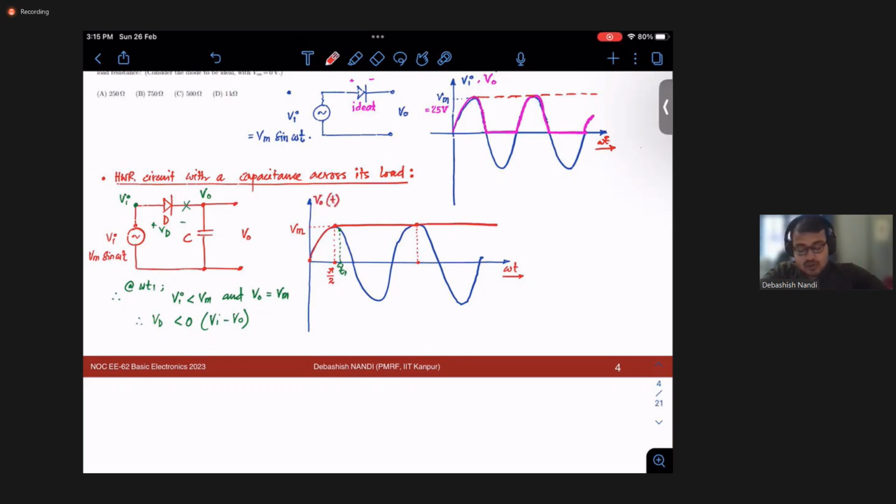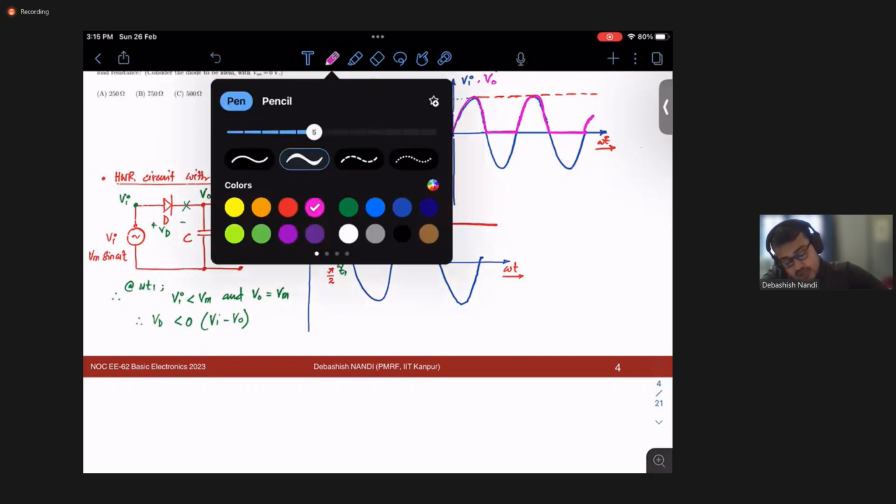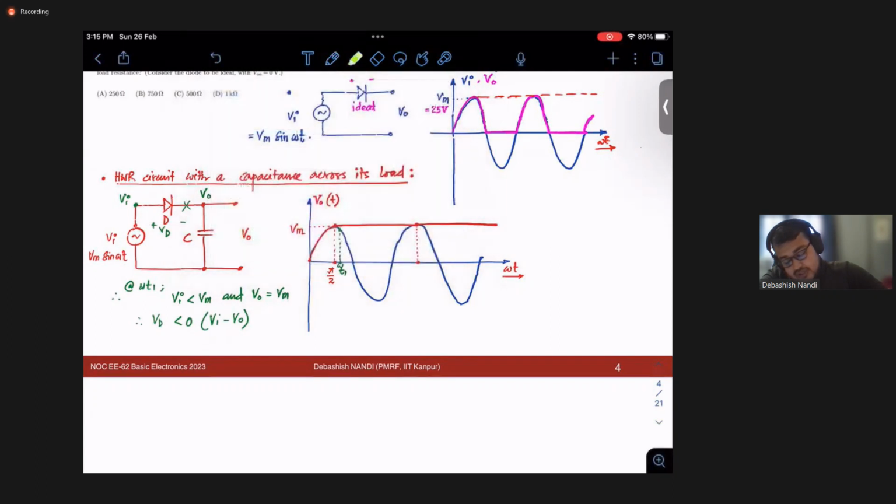So here you can see, if we just focus on the steady state part, we can see that we have a constant DC voltage. That is the main purpose behind this capacitor across this half wave rectifier, right?